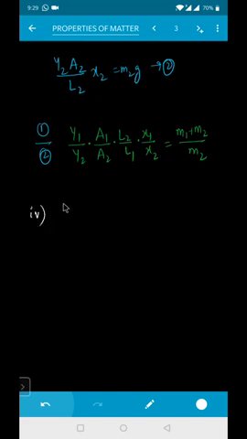Point number 4. Say for example, if a wire is fixed between two rigid supports.